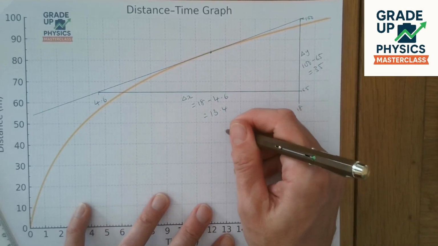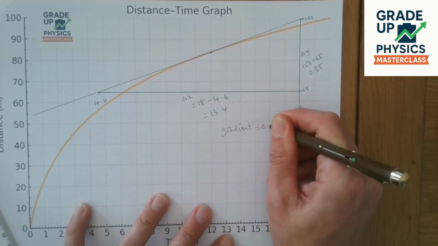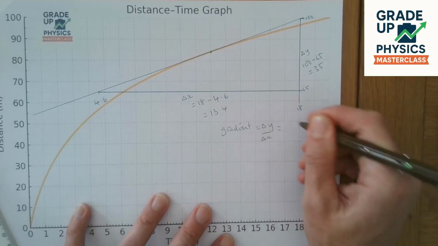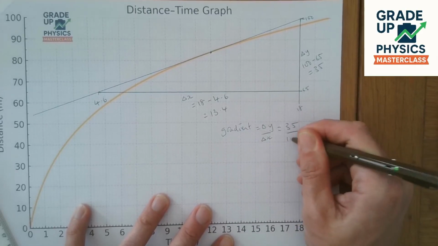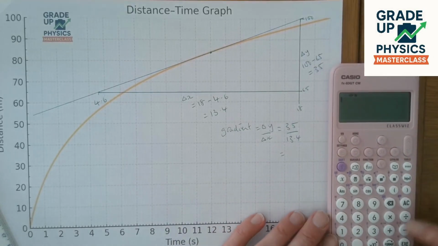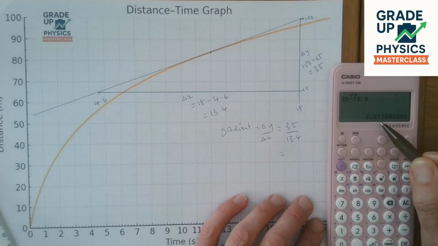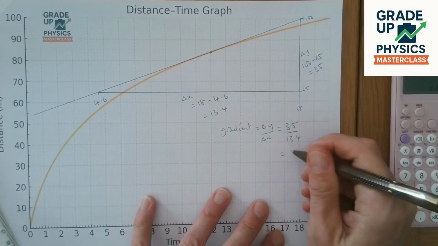So final thing to do, we need to work out our gradient. So that's delta y over delta x. That's 35 divided by 13.4. Let's get the calculator out. And so it gives me 2.6 to two significant figures.